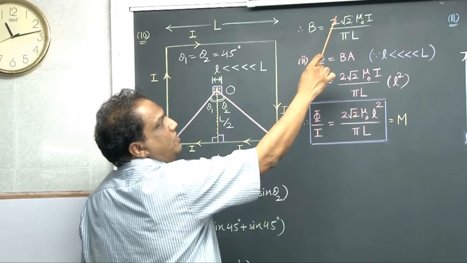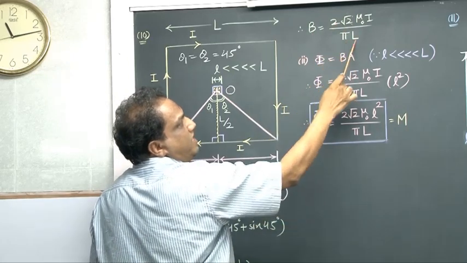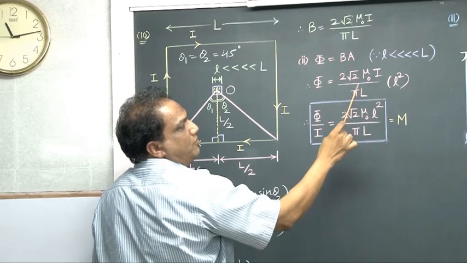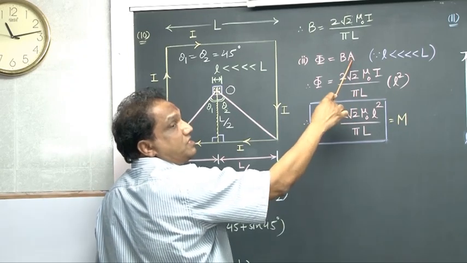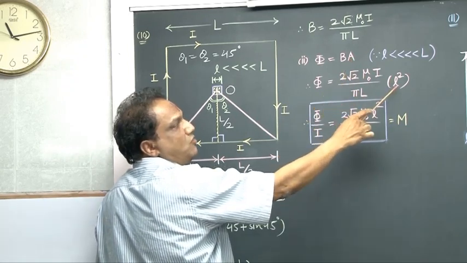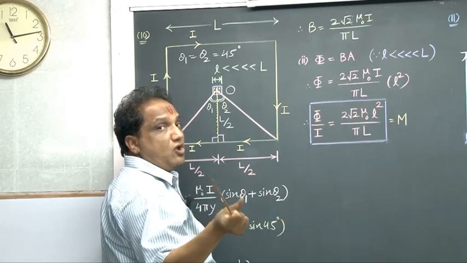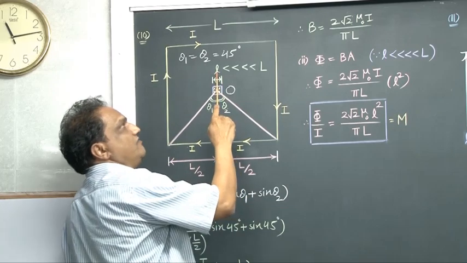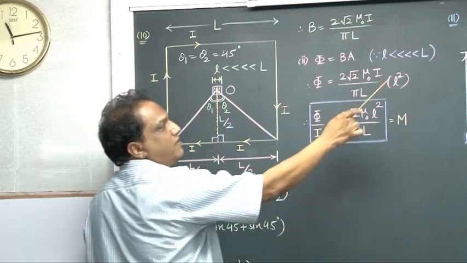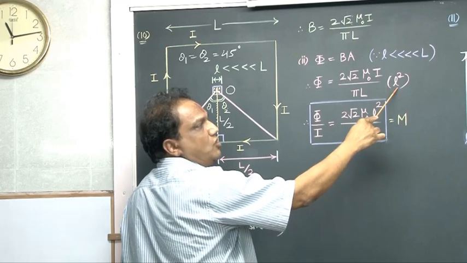What is the value of B? 2 root 2 mu 0 I upon pi L. What about the cross section area of the small frame? It is small L square. You know, for a square, what is the area? Square of side length, and the side length for the small frame is small l. That's why I am writing here square of side length, which is small l.